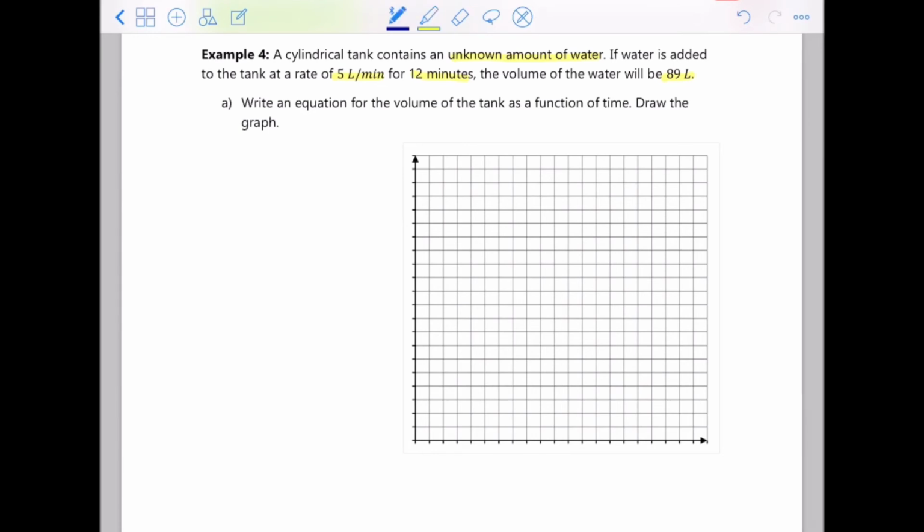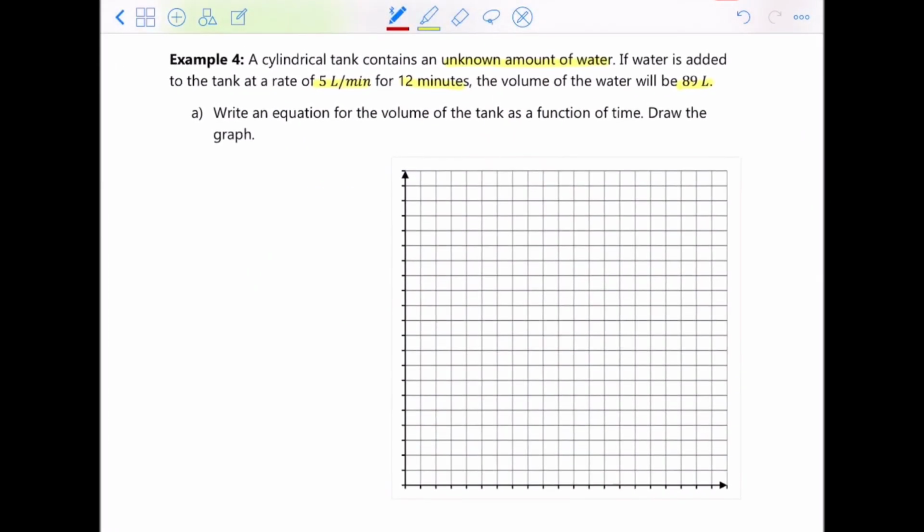So what we first need to know is to indicate what we are given. So first of all, we're starting at an unknown amount of water. So let's say that's W for water, and then we were given a rate that water is getting added in. So this is a rate.